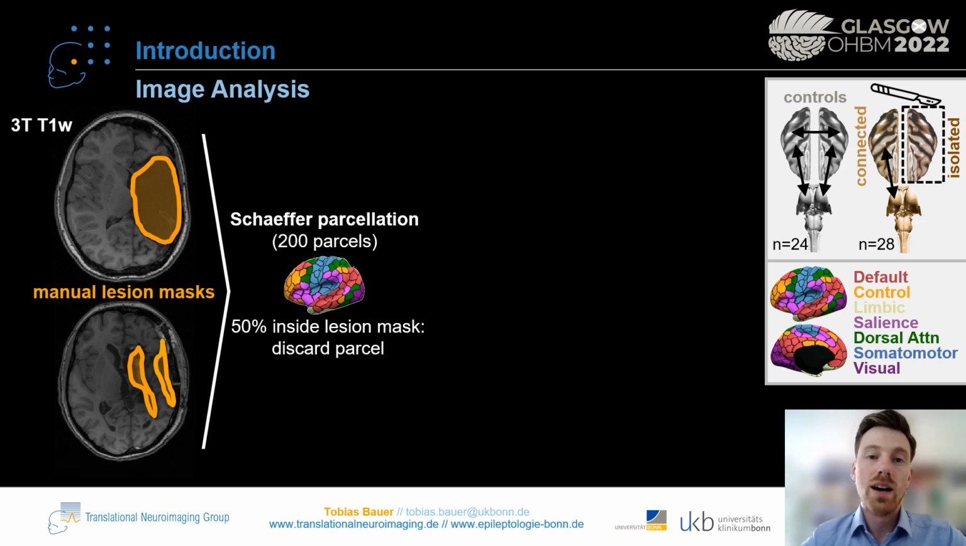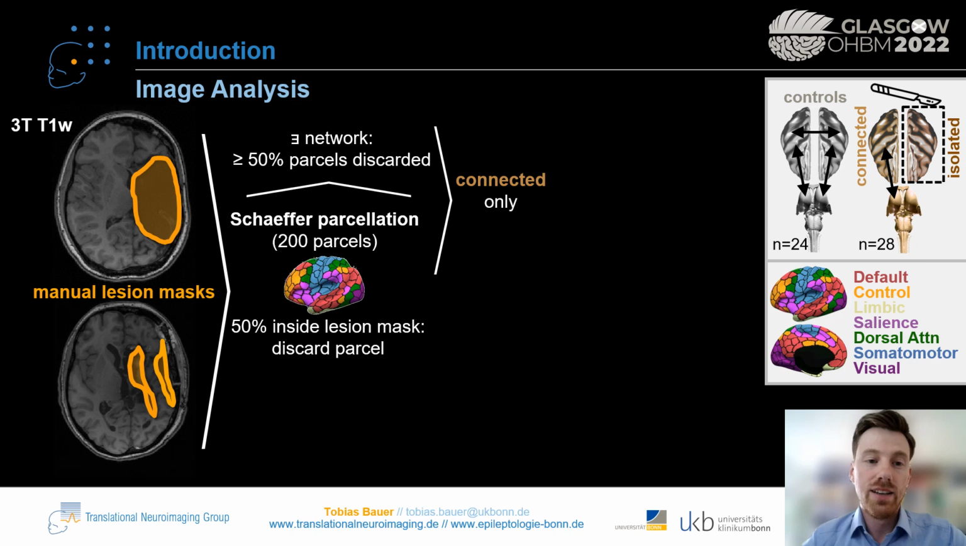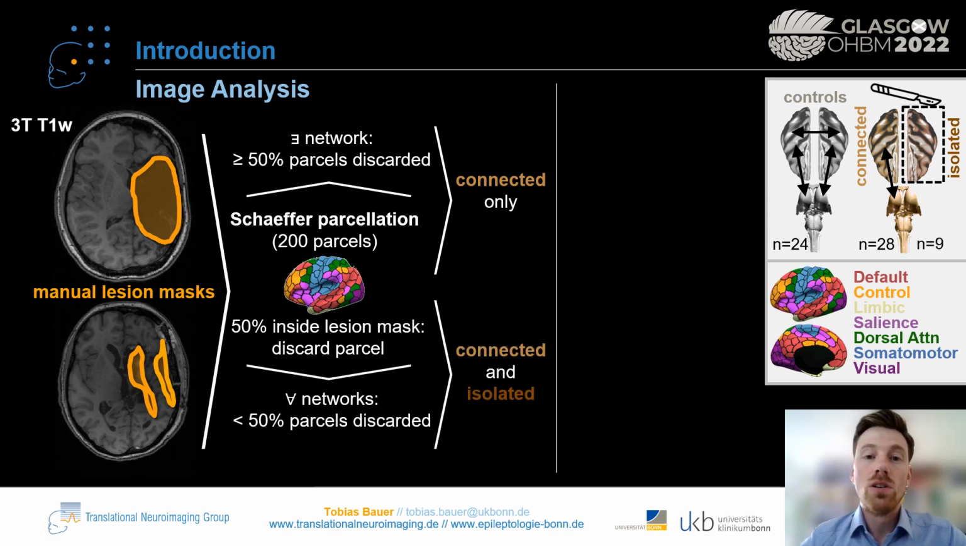We discarded all parcels where more than 50% of our voxels were inside the lesion masks, and further, if in any network more than 50% of all parcels were discarded, we would only analyze the connected hemispheres. But if in contrast, for all networks, less than half of all parcels had to be discarded, we analyzed both the connected and isolated hemisphere, which was the case in 9 patients.